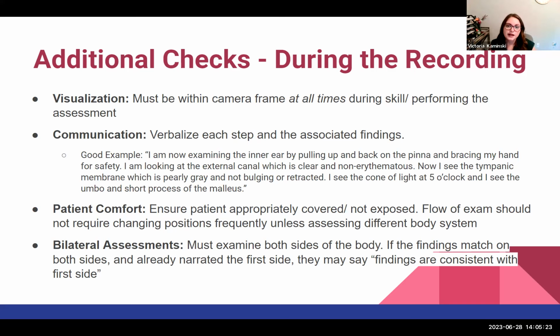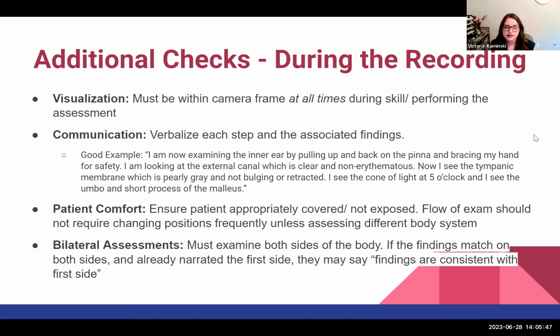We need to hear you verbalize as well as physically perform for the areas we cannot see ourselves. You do need to make sure you're using anatomical landmarks and performing bilaterally. The patient should be in a comfortable position, ensuring that they are covered and not exposed. The flow of the exam should be fluid in terms of positions. You should not have the patient change positions frequently. And I did mention bilaterally.